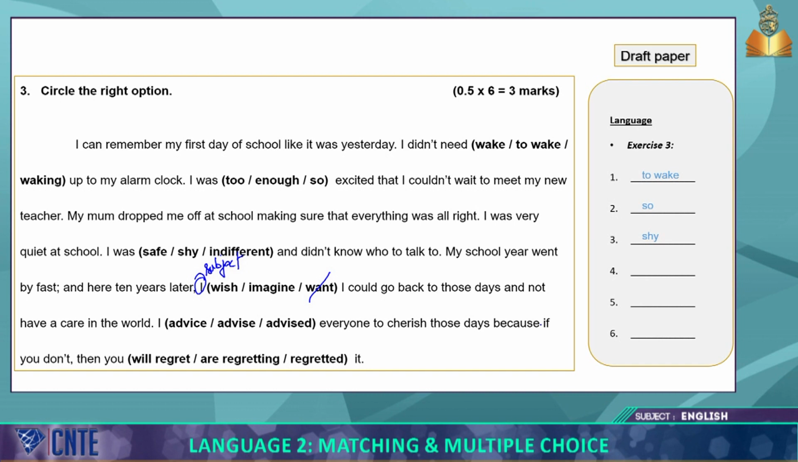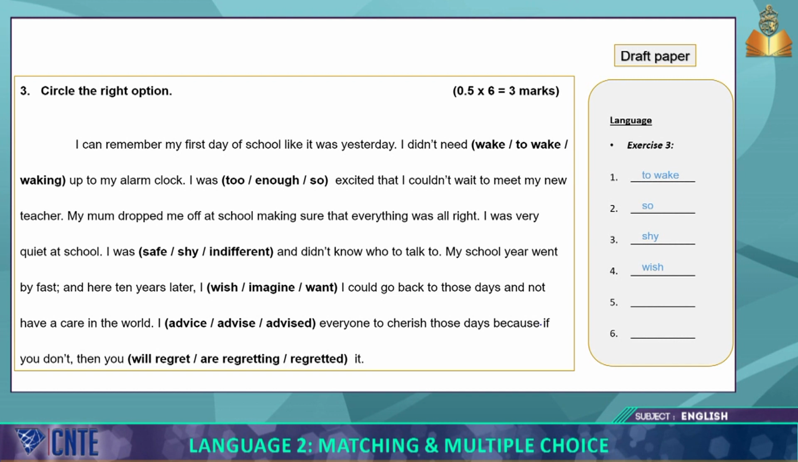As such, we are left with two options, wish and imagine. The meaning here helps us to decide. We are talking about a wish made by the speaker, so wish is definitely the right answer. All right, let's move on. I advised everyone to cherish those days.